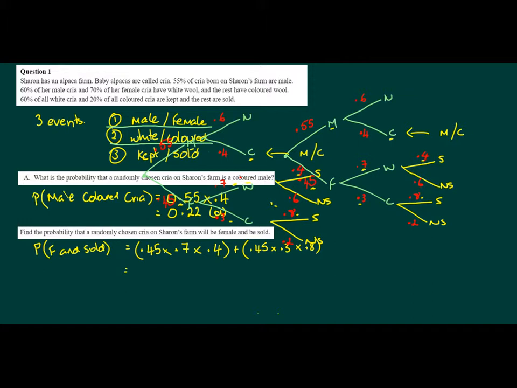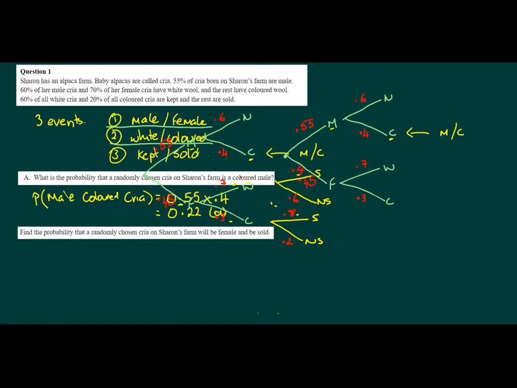So this first bracket here is equal to 0.126 plus, and the second bracket is equal to 0.108, and we add those two together because they're two separate things here. We've got an addition there, and that equals 0.234. And so that's the probability that a randomly chosen cria on Sharon's farm will be female and be sold.